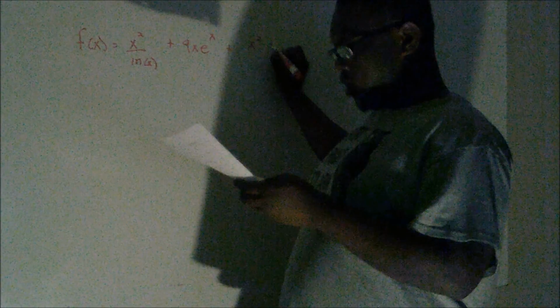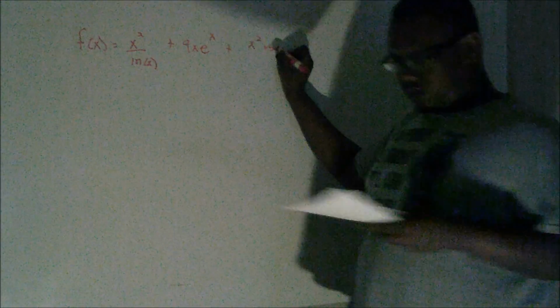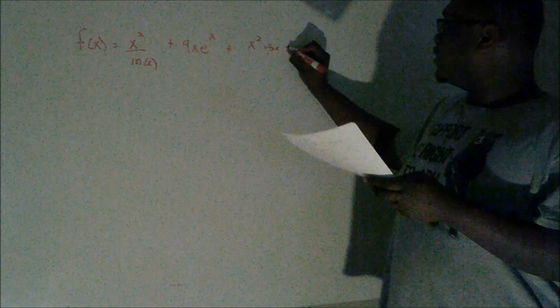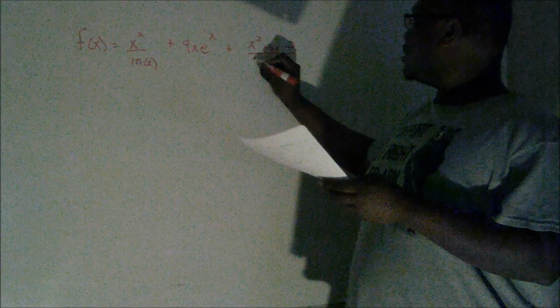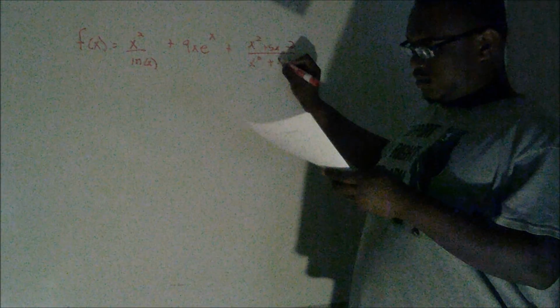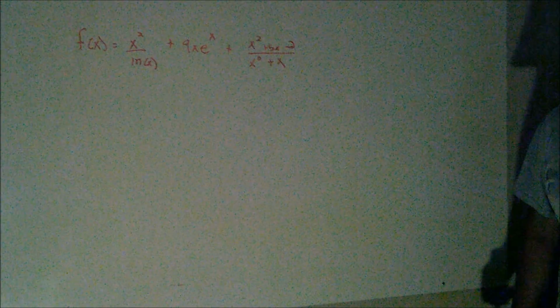So we're going to start with the function, and the function is f of x, let me make that a little bit bigger for you guys, f of x is equal to x squared over the natural log of x plus 9x e to the x plus x squared plus 5x minus 2 all over x cubed plus x. So, as you can see, this function is going to be really involved.